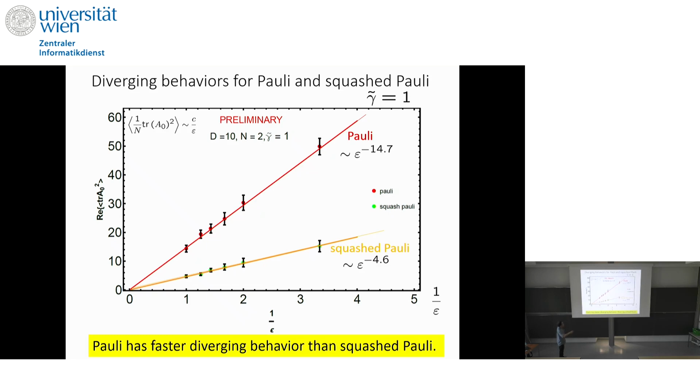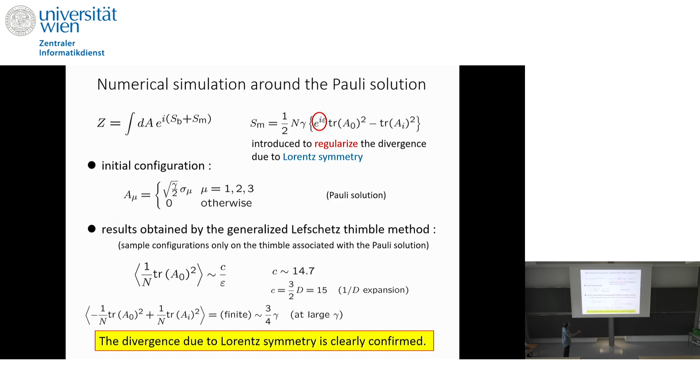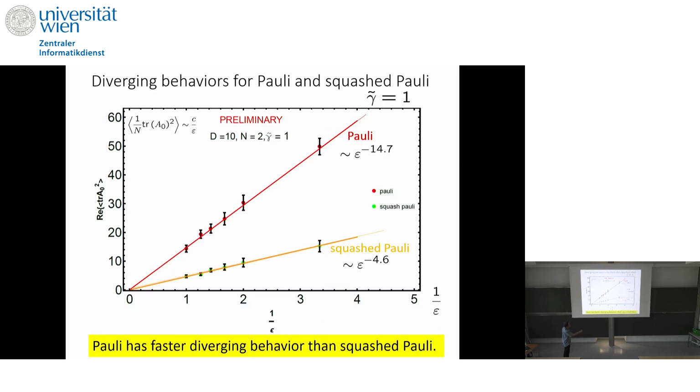And these data are for Pauli thimble, and these data are for squash Pauli. So, and they have different power. This is a typo, sorry. What I mean by that is 14.7 over epsilon for the Pauli and 0.46 over epsilon for the squash Pauli. I'm very sorry for this typo. But anyway, we have different coefficients for Pauli and squash Pauli. Okay? So that means that Pauli has faster diverging behavior than squash Pauli.